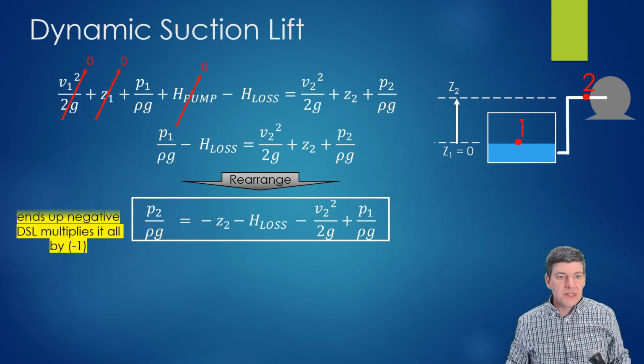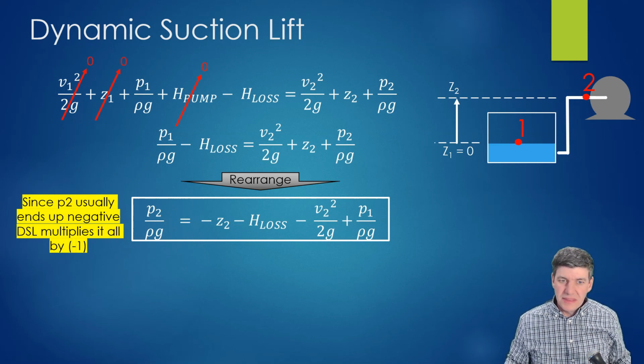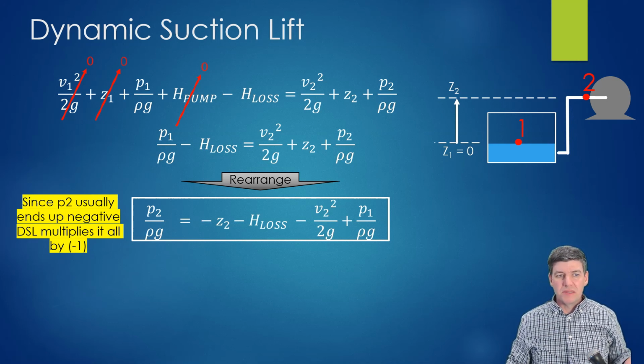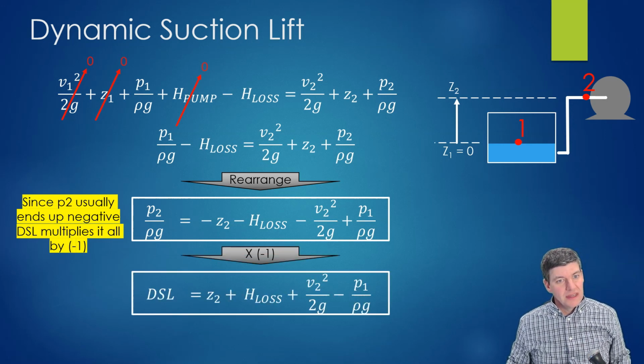Because P2 is usually going to end up negative, the common thing that happens in industry is that when we talk about lift, we talk about the amount of lift as a positive amount, the amount of lift that the pump needs. Really, that just means we multiply this whole thing by -1. So we've swapped the signs for all of our pluses and minuses.